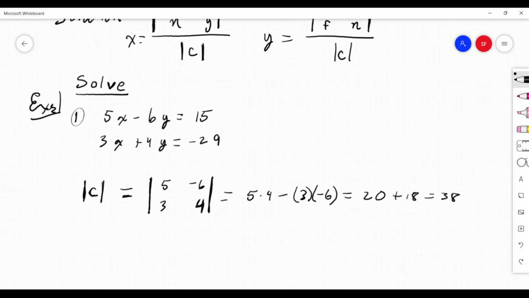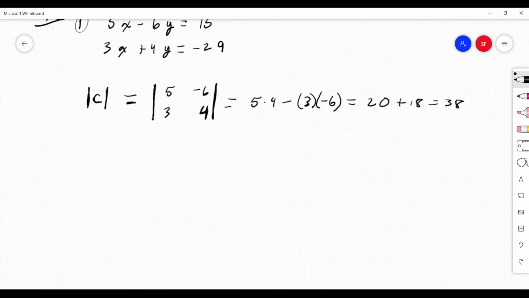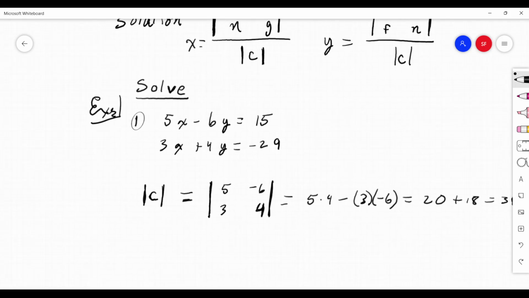So now we need to find the values of our other two matrices.